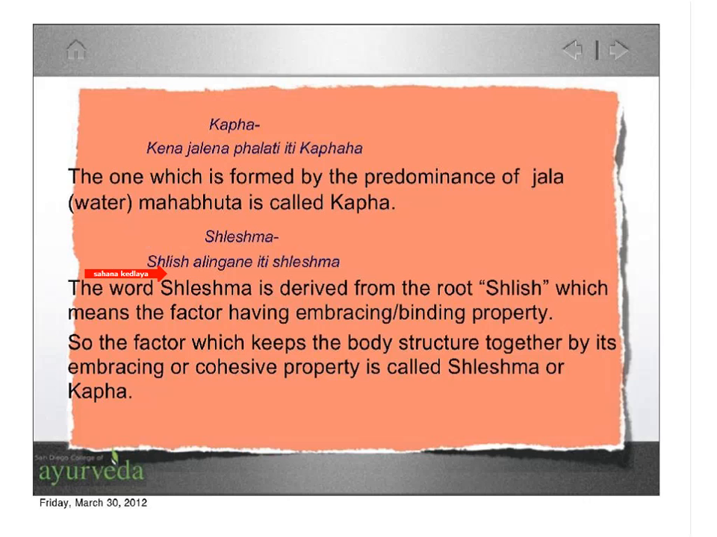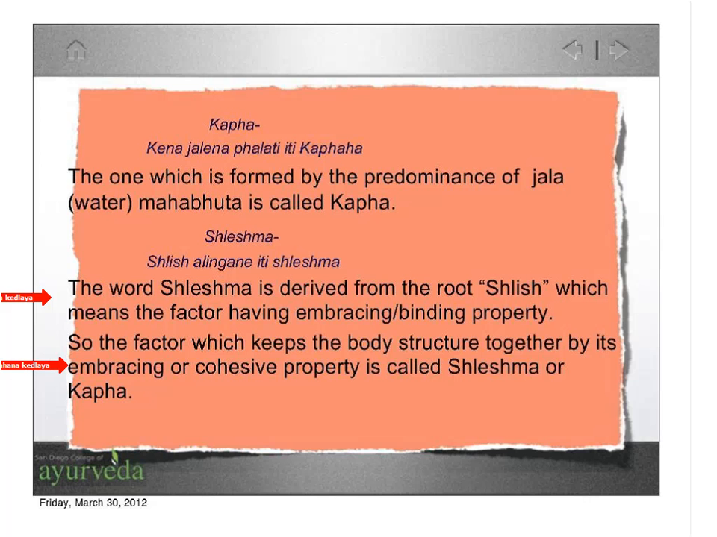Here the root word is Shlish, which means Alingana, having the property of embracing, hugging, or binding, is called Shleshma. So the literal translation of the sutra is: the word Shleshma is derived from the root Shlish, which means the factor having the embracing or binding property.